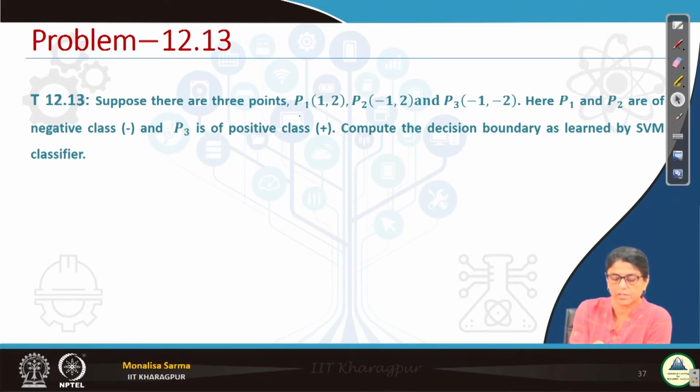So what are my points? This is one point, this is another point, and this is my third point. That means each point is two-dimensional; it is in a 2-dimensional space.